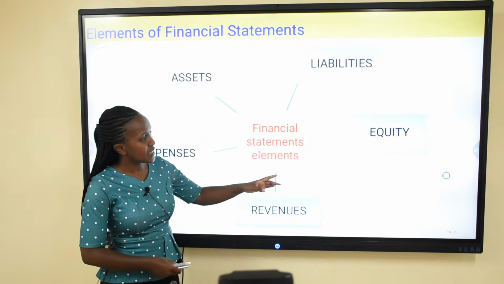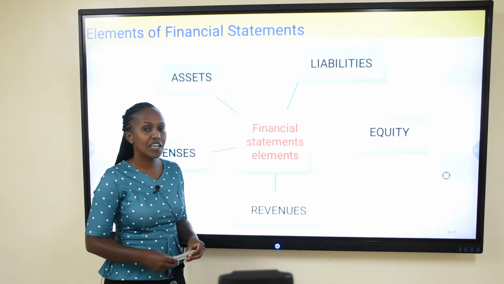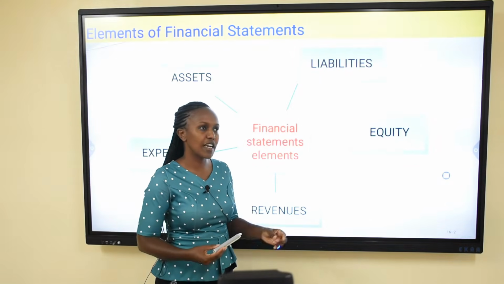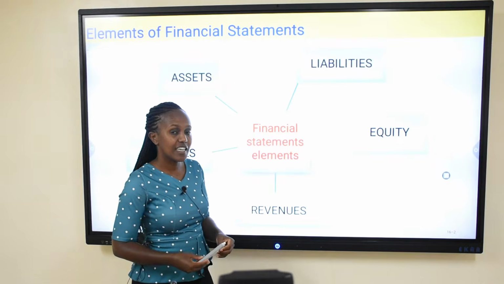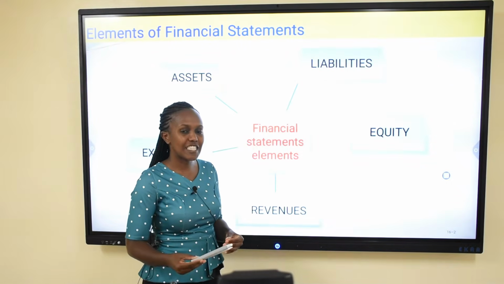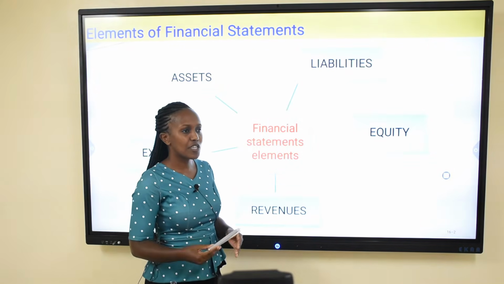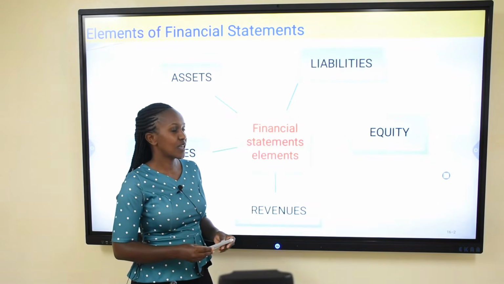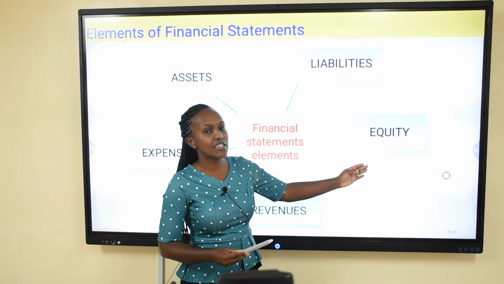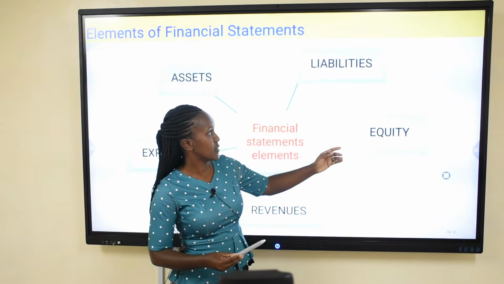The next item is equity. Equity can also be equated to the capital or the owner's interest in the business. It is how much the owner has invested in the business. It is how much of the assets that can be attributed to the owner's money. So that is what we represent here as equity or capital.